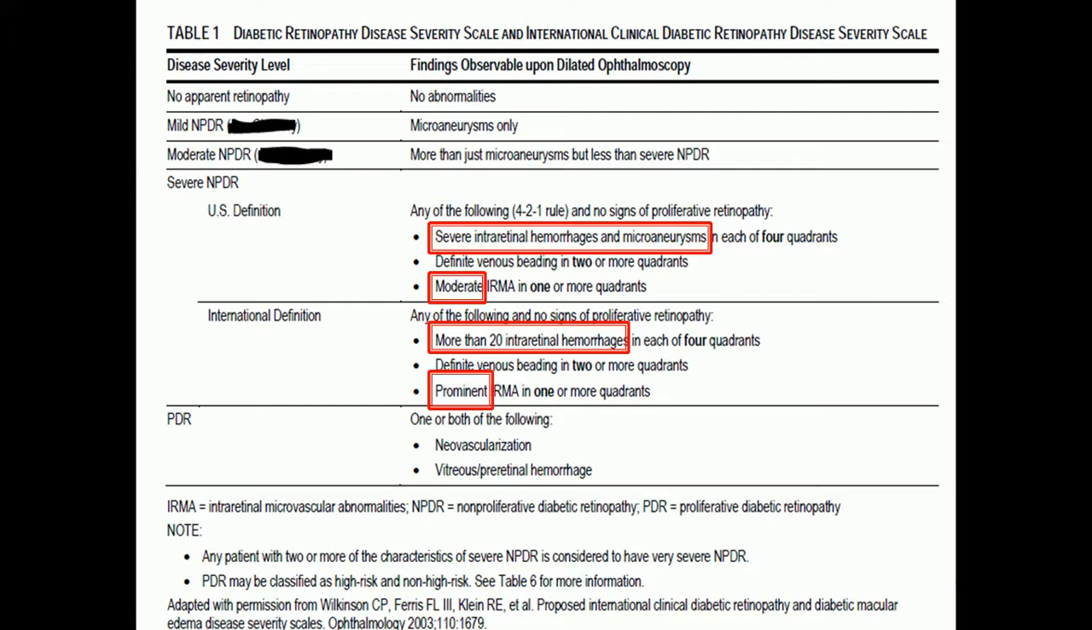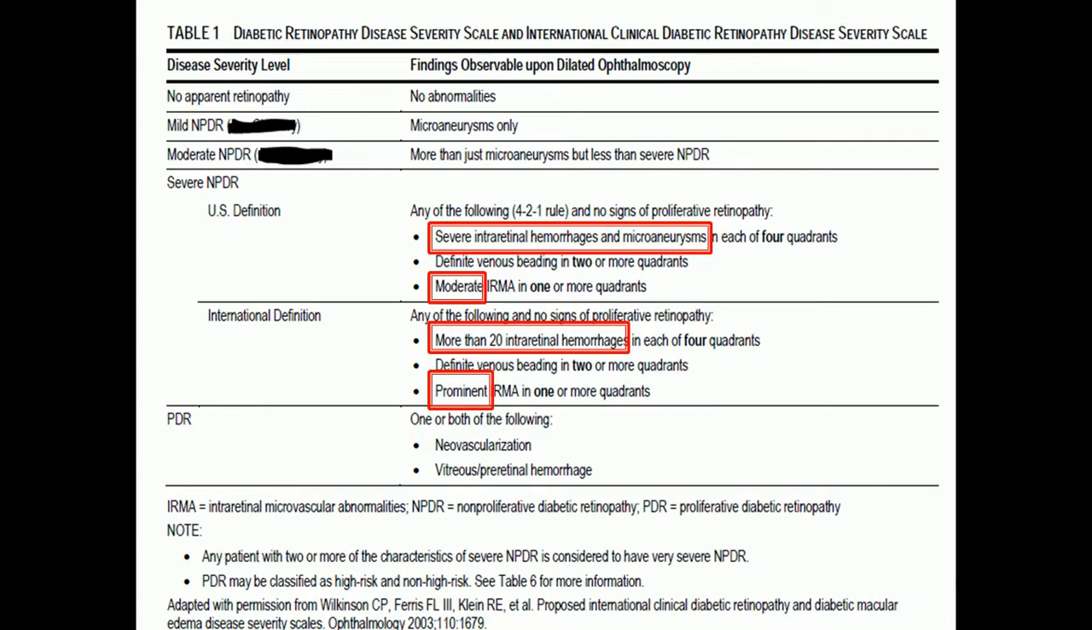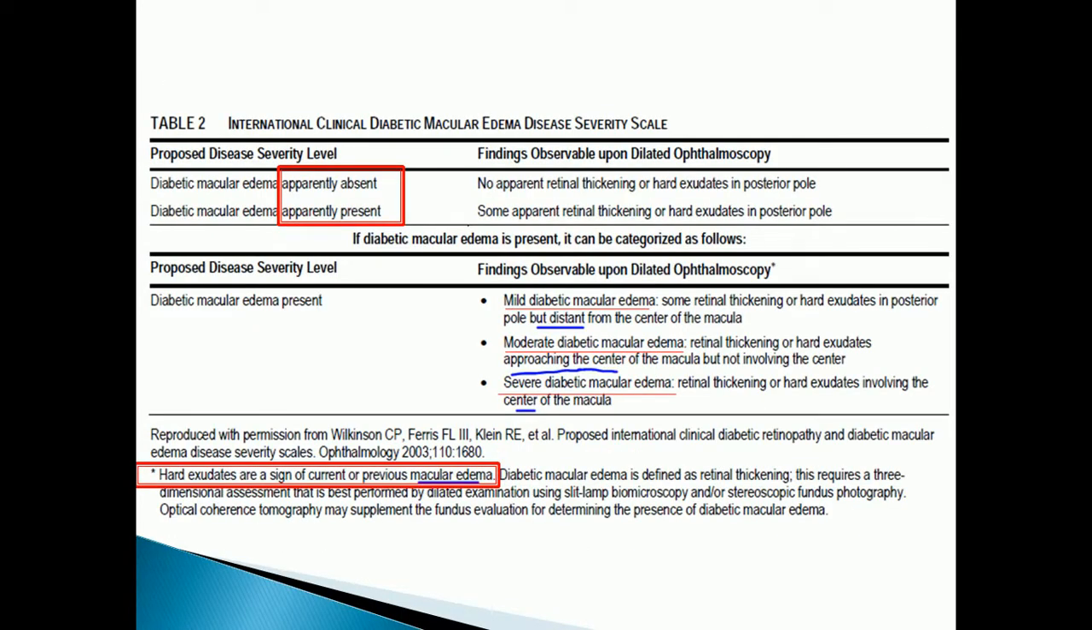The severe NPDR had a US definition and an international definition. The international definition stated that severe NPDR is any of the following and no signs of proliferative retinopathy, that is, more than 20 intraretinal hemorrhages in each of the four quadrants, definite venous beading in 2 or more quadrants, and prominent IRMA in 1 or more quadrants. It classified PDR as one or both of the following criteria, that is, neovascularization, vitreous or preretinal hemorrhage.